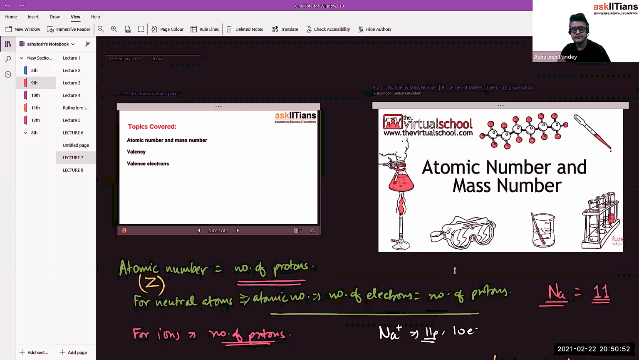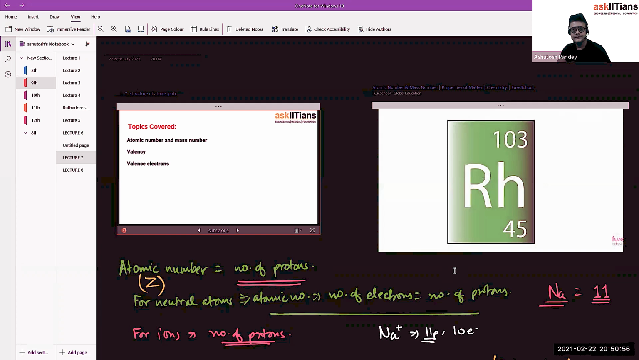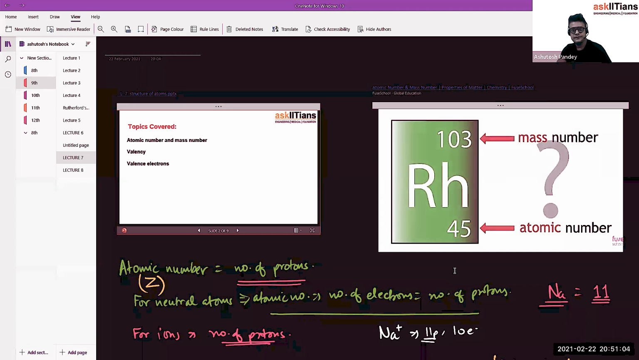When you look at the periodic table, you will see that each element has its own box. And within that box, you'll find two numbers: the atomic number, or proton number, and the mass number. But what do these numbers mean?